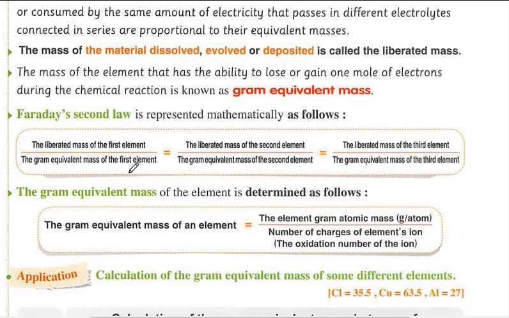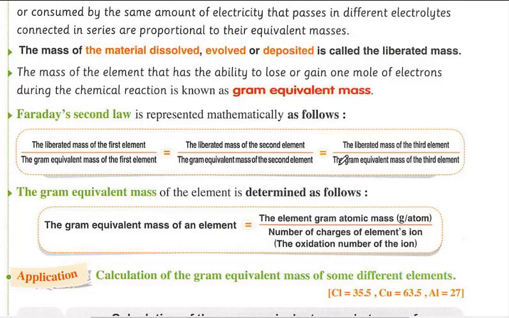The mathematical relation, for aluminum, copper and silver: the actual mass deposited or liberated at the electrode over the equivalent mass of the same element is a ratio, and it equals the ratio between the liberated mass and the equivalent mass of all other elements if they are connected in series. So the liberated mass over the equivalent mass of the first element equals the liberated mass of the second element over its equivalent mass, which equals the liberated mass of the third element over its equivalent mass.